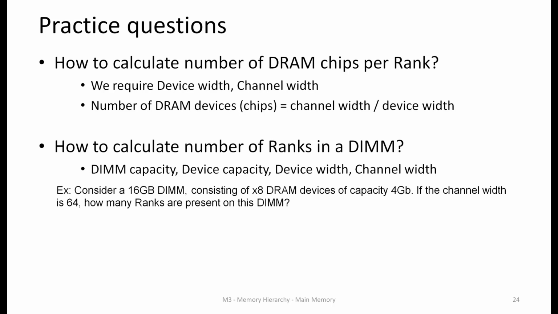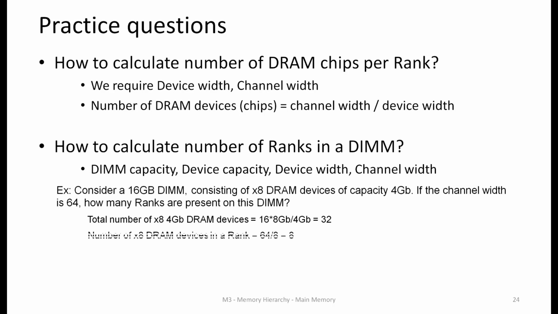Let's look at a small example. Let's consider a 16 GB DIMM consisting of X8 devices, each of which has a capacity of 4 gigabit. If the channel width is 64, let's try to calculate the number of ranks in this DIMM. To start with, we are going to find the number of DRAM devices in this DIMM. We would get that by dividing the total DIMM capacity with the capacity of each device. Here it's 32 DRAM devices.